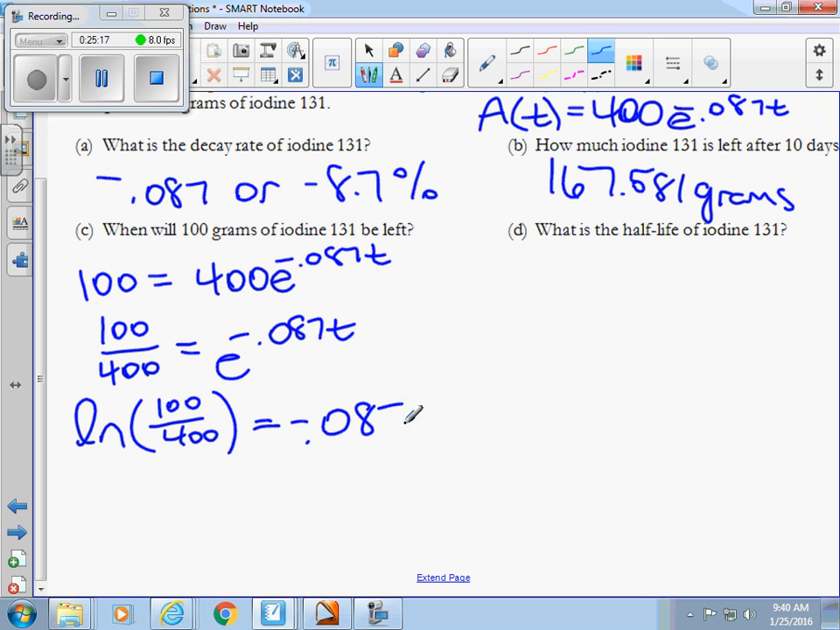Those of you who had Miss Lowe, do y'all feel the same way about this by hand? Pretty quick by hand, or you kind of like the calculator better? It doesn't matter. You can use either one. Divide by the negative 0.087.